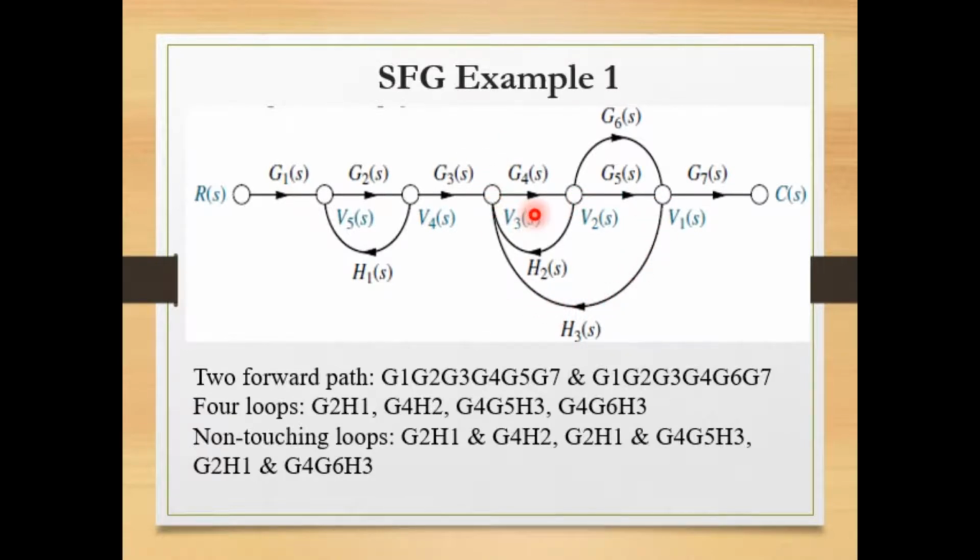We have one more loop, that is V3, V2, V1 back to V3. But what is the gain now? The gain is G4, G6, H3. It is moving but along a different branch. So the last loop gain is G4, G6, H3.